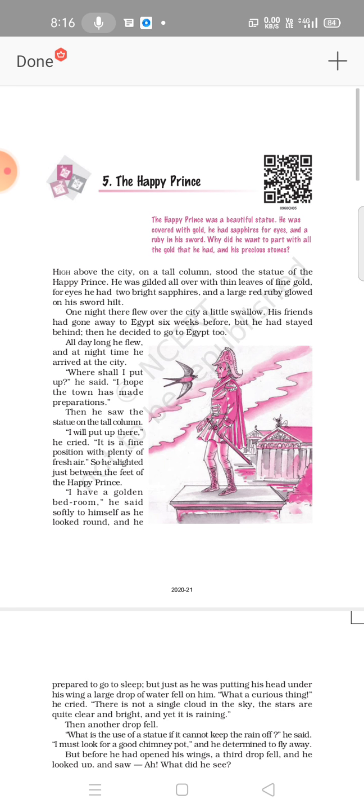The other character in this story is a prince, and you can see he is the happy prince. You can see the statue of the happy prince in this picture. You can see the swallow also. Two characters are the main characters in this story.